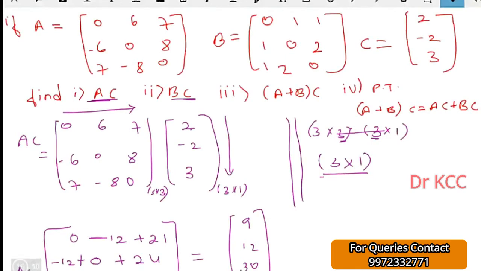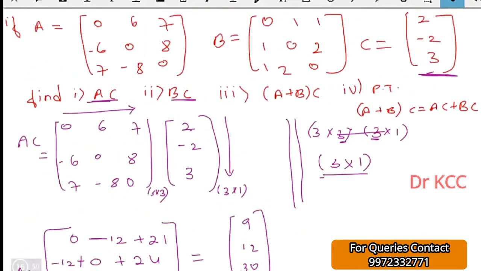So the question says A, B, C are given. We need to find out AC, BC, A plus B of C, and also we need to prove that A plus B of C is equal to AC plus BC. So this question is a 3x3 multiplication. But note that they won't give you 3x3, they will give something simple like this. So this is your column matrix where you can do it in the easiest manner. So if you have any doubts you can ask.